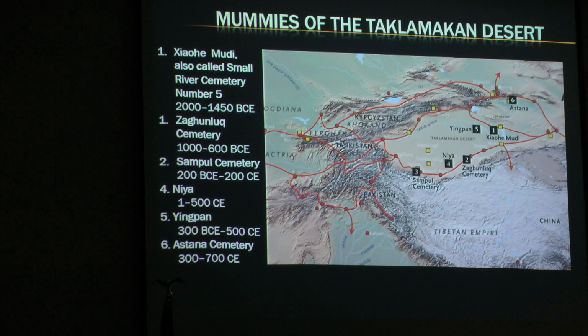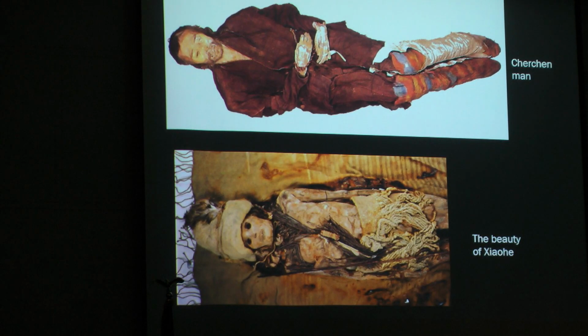Among the most important mummies, I just want to show you a couple of them. The Churchman, who probably died around 1000 BCE, and the Beauty of Xiaohe, who was discovered with another 15 mummies, and she was preserved in a boat-shaped coffin, and is 4,000 years old.